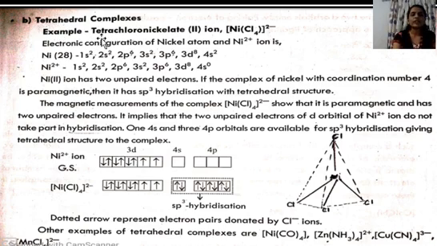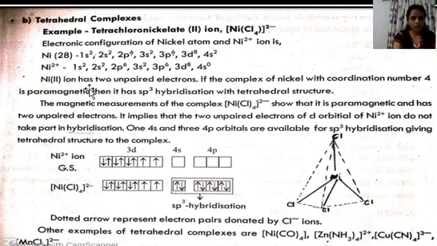Here is an example of tetrahedral complex, tetrachloronickelate(II) ion, NiCl4 2 minus. The electronic configuration of nickel, yesterday we have already seen this same metal ion. 28 is the atomic number of nickel and its outer electronic configuration is 3d8 4s2. For forming Ni2+, it will lose 2 electrons. So these 2 s electrons are lost by nickel, so here it will get 4s0. 3d8 4s0 is the outer electronic configuration for Ni2+ ion.